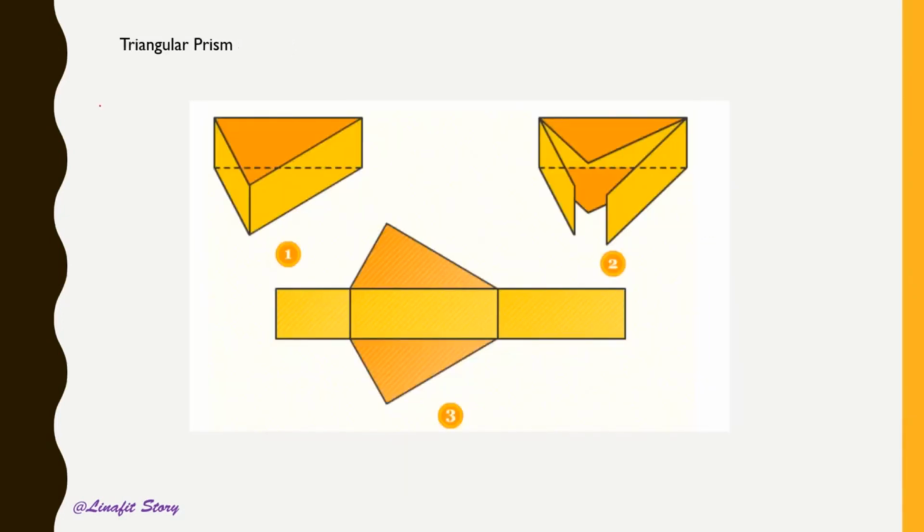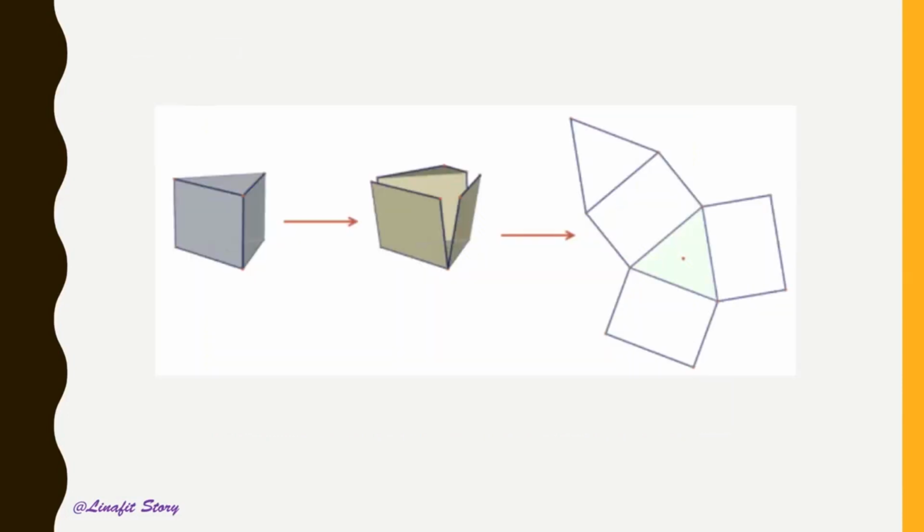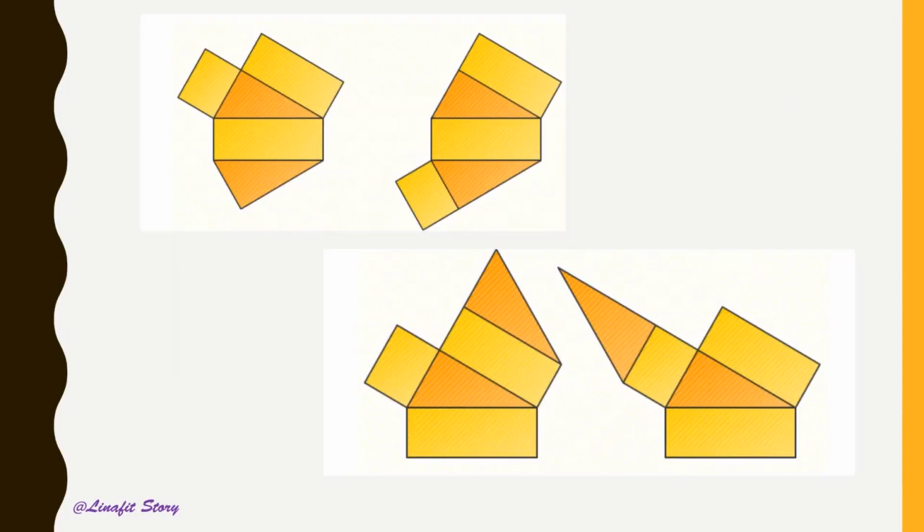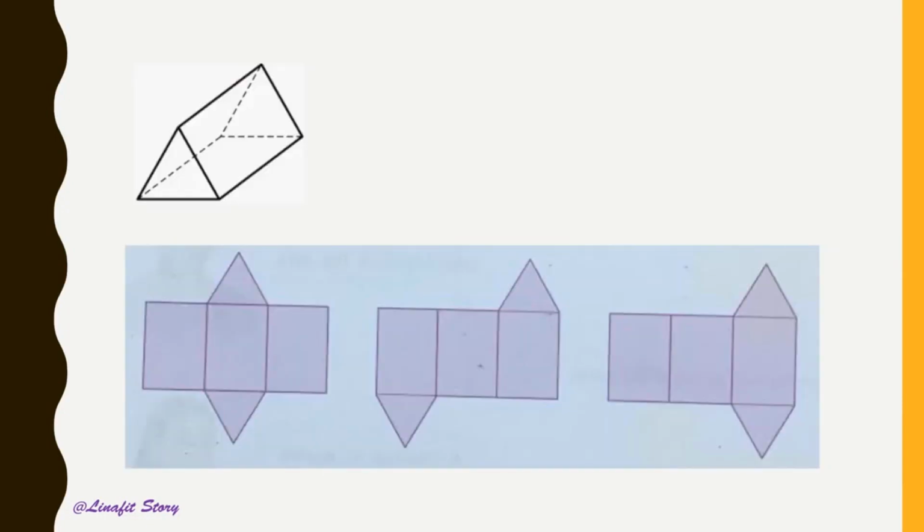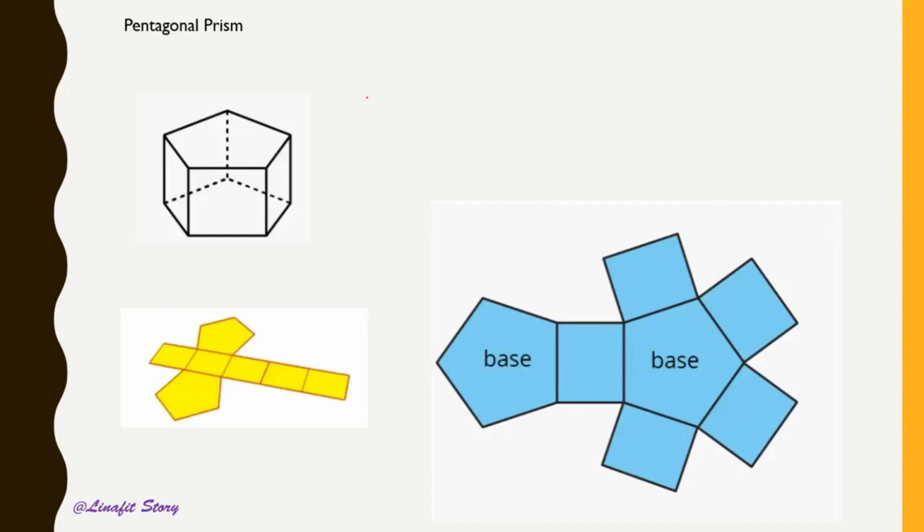The net of a triangular prism consists of 2 triangles and 3 rectangles. The triangles are the bases of the prism and the rectangles are the lateral faces. The net of a pentagonal prism consists of 2 pentagons and 5 rectangles. The pentagons are the bases of the prism and the rectangles are the lateral faces.